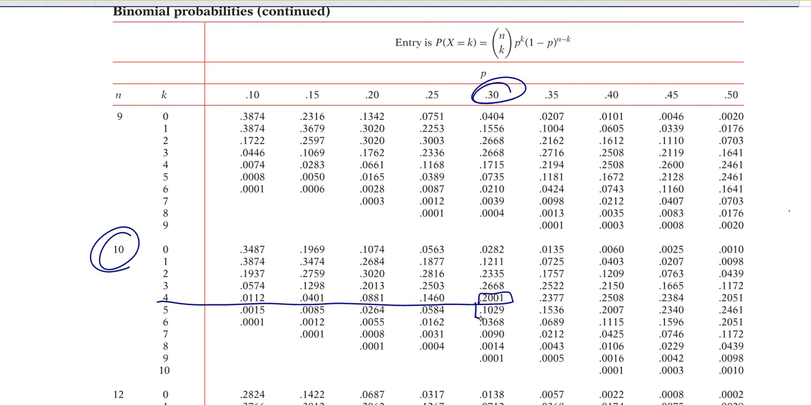The probability that x equals 5 is 0.1029, then 0.0368, 0.0090, 0.0014 is the probability that x equals 9, and the probability that x equals 10 is 0.0001. So if you add up all of these probabilities, that's the probability that x is greater than or equal to 4.